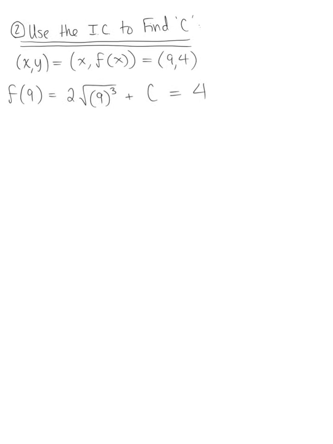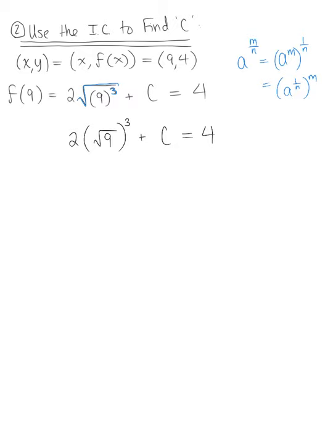So we want to simplify this radicand first. I'm going to switch the order of the exponents just to make our calculations a little bit smaller. So we can equivalently rewrite this as 2 times the square root of 9, cubed, plus c is equal to 4. And again, that's using our properties of exponents here. Remember, if you have a raised to the m over n, that's the same thing as saying a to the m raised to the 1 over n, which is the same thing as saying a to the 1 over n raised to the mth power. So that's what we did down here.